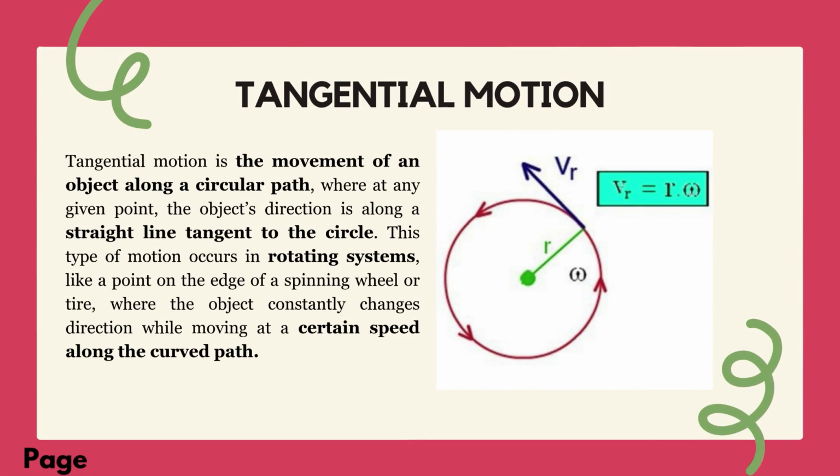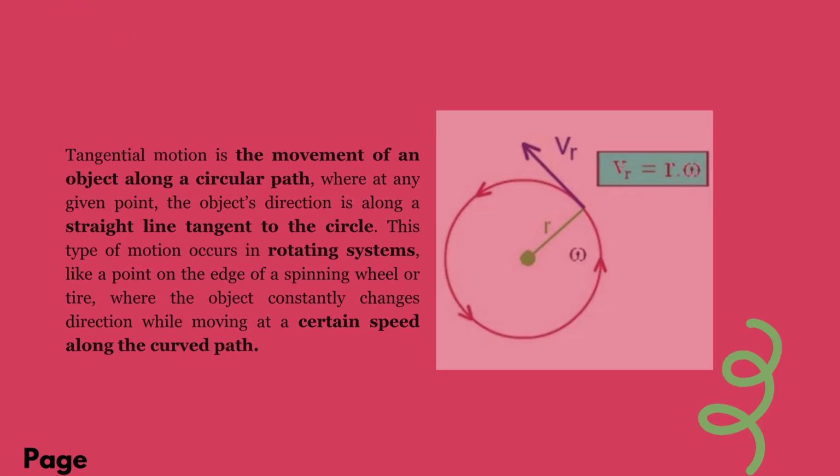Tangential motion refers to the movement of an object along a circular path. But here's the key: at any moment, the object's motion is in a straight line that touches the circle. We call that line a tangent. A great example is a point on a spinning tire. It's constantly changing direction, yet at every instant it follows a straight line along the edge.